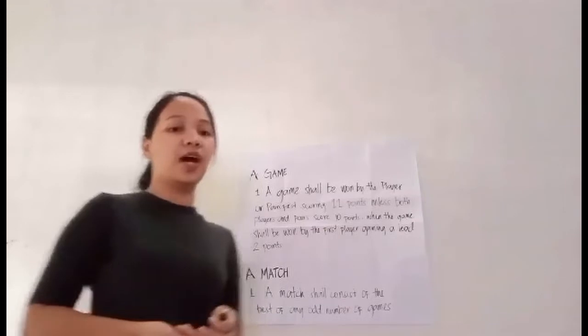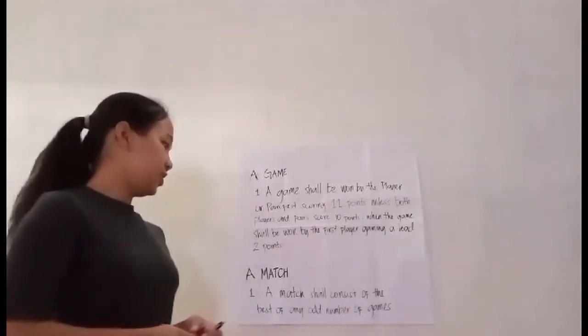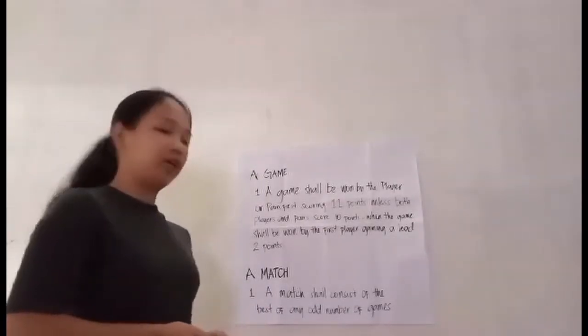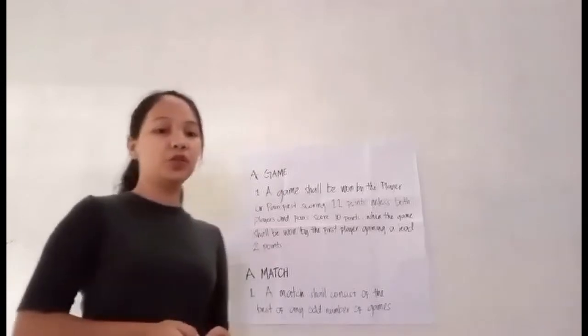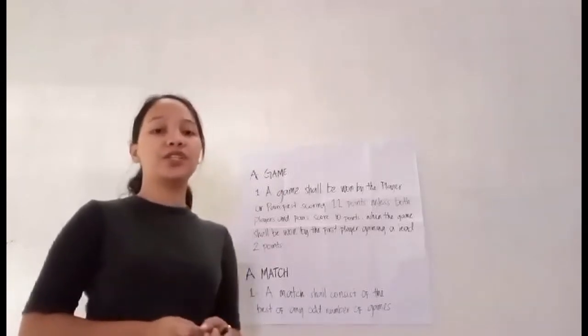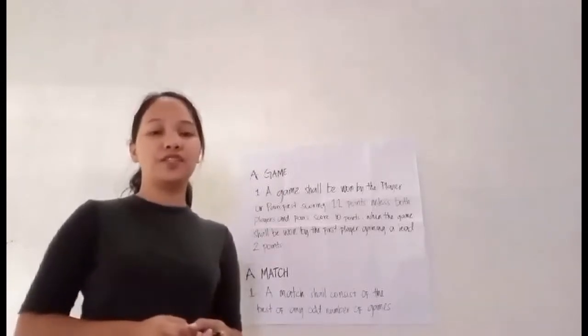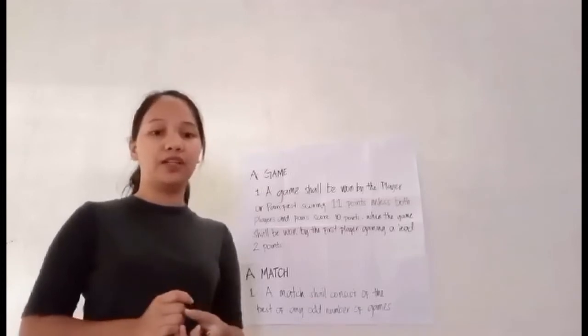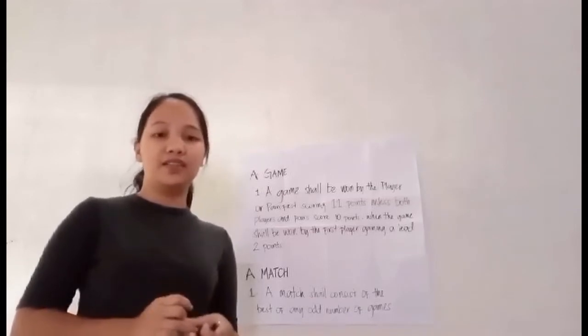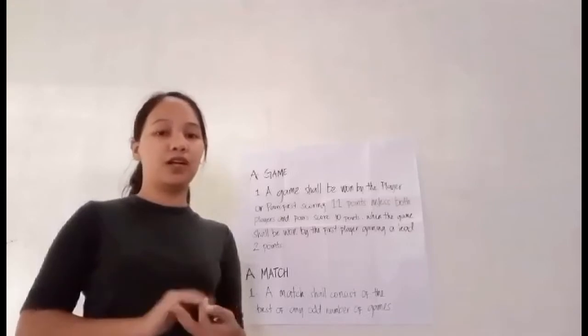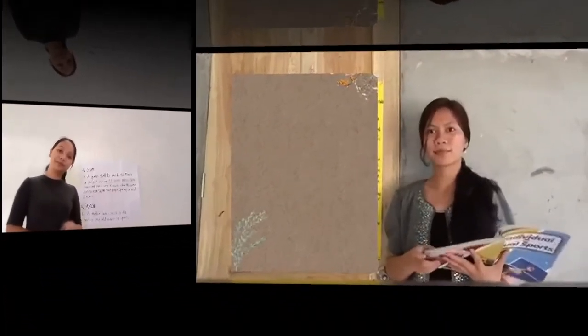So, here in a match, it shall consist of the best of any odd number of games. So, it is a rule of table tennis which states that a match is the best of any odd number of games, and it is usually 3, 5, or 7 games.